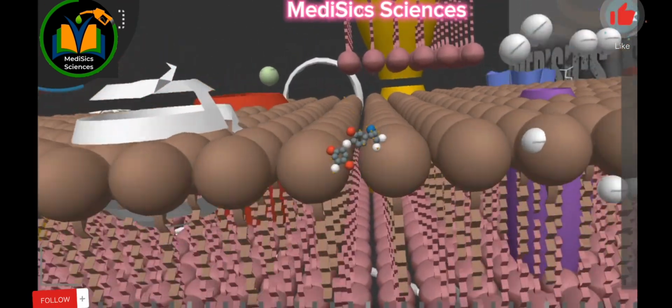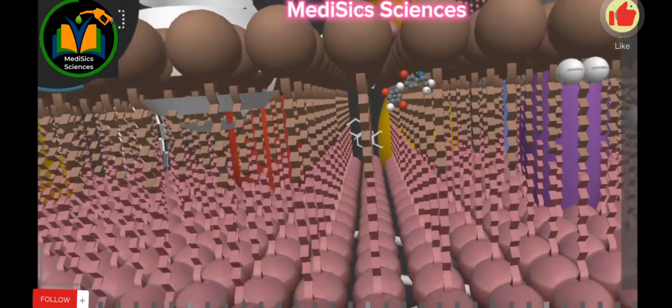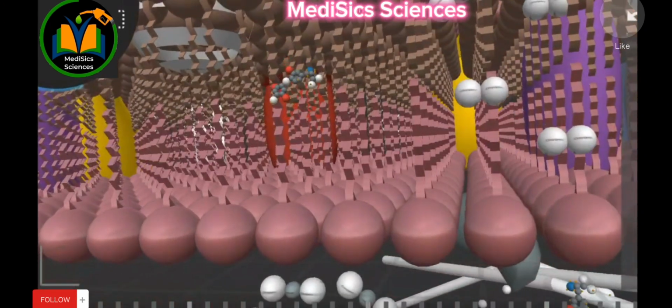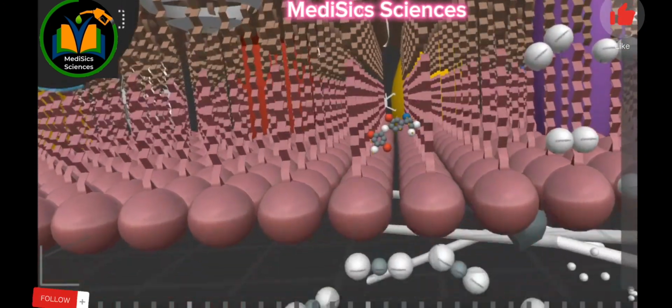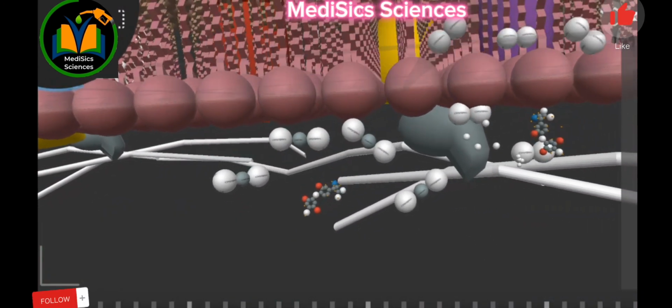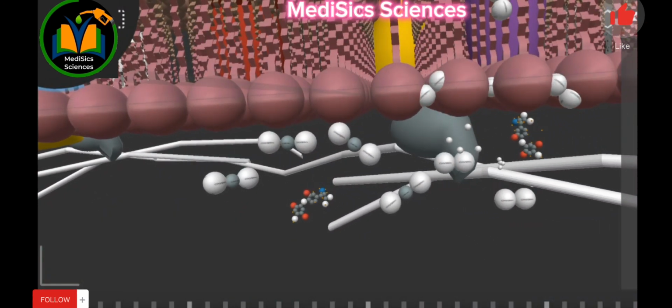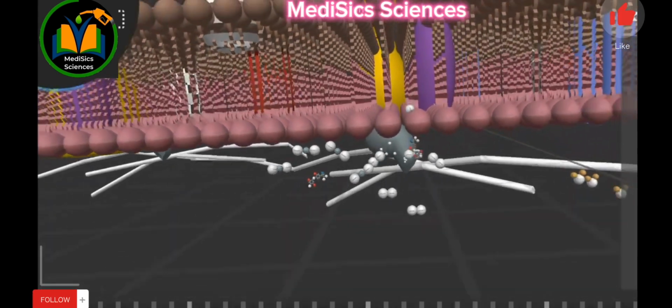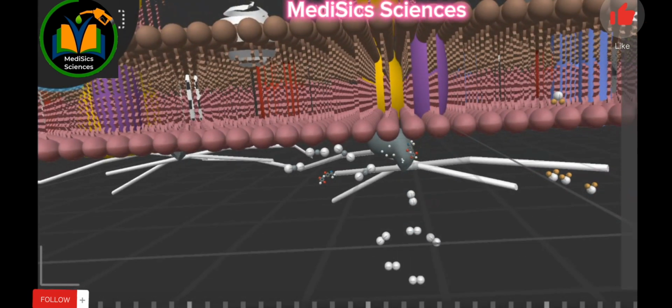However, it prevents the unwanted molecules from passing through it. Water, oxygen, carbon dioxide, ethanol, urea, and dioxins can pass directly through the cell membrane without any energy along the concentration gradient.